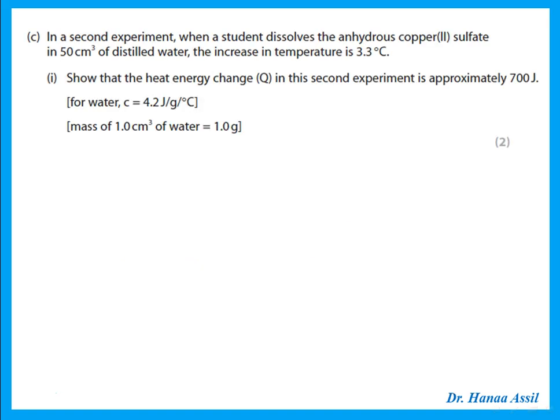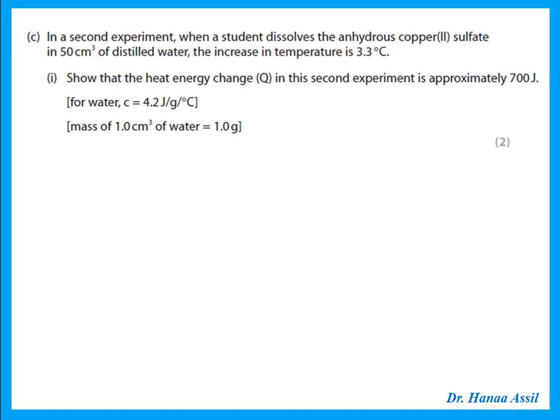In a second experiment, when a student dissolves the anhydrous copper sulfate in 50 cm³ of distilled water, the increase in temperature is 3.3. So he's telling me that the temperature went up by 3.3. Show that the heat energy change in this experiment is approximately 700 joules.